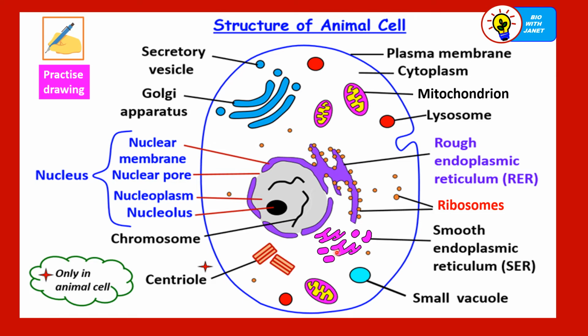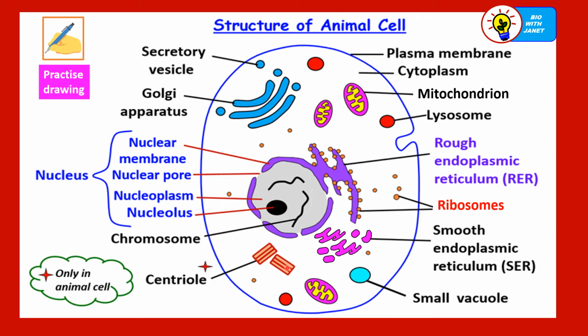Now, next we have the Golgi apparatus here, which has C-shaped structures. The Golgi apparatus modifies, packs, and transports proteins and carbohydrates, which we'll discuss in the next video.